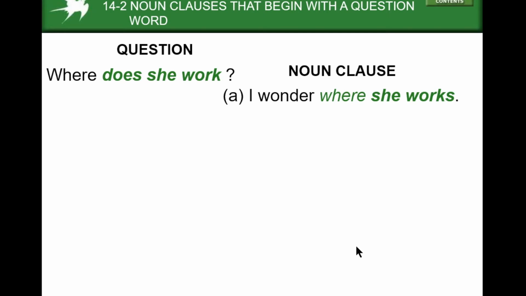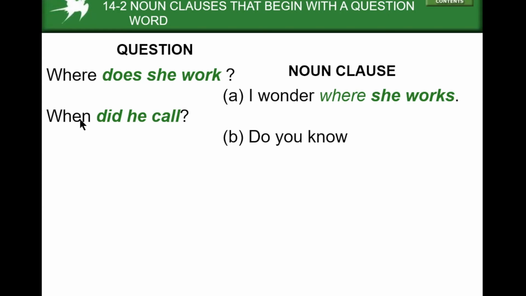Let's look at the next example. We have the question, when did he call? We can change this into a noun clause. So the sentence becomes, do you know when he called? Again, in this case, a question has a question word order. When did he call? And our noun clause has a sentence word order. When he called.